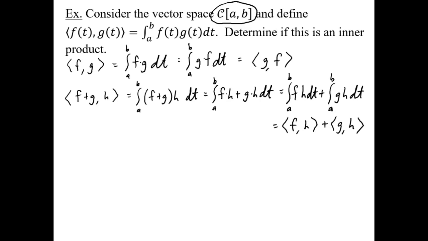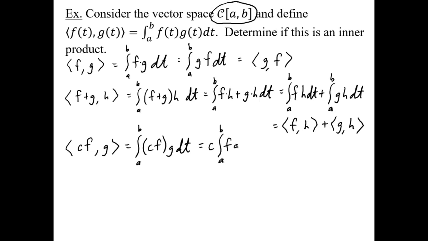The third one deals with the inner product of a constant times f and g. So the integral from a to b of c times f times g. And again, using properties of integration, we can take that constant and pull it out. And so this would be equal to c times the inner product of f and g, which is what we wanted. The third property has been satisfied.